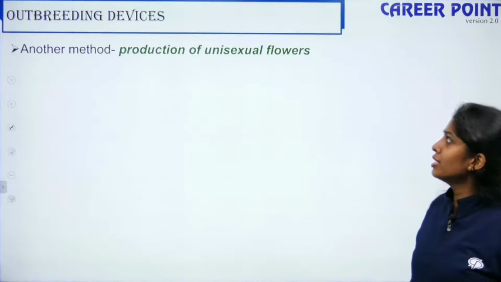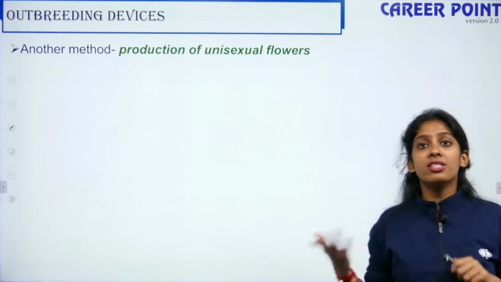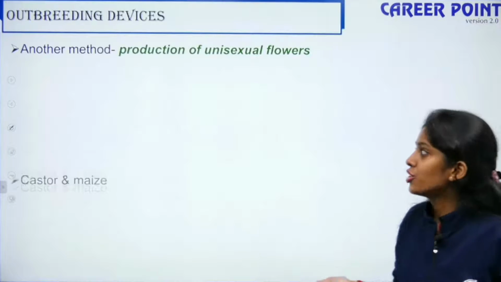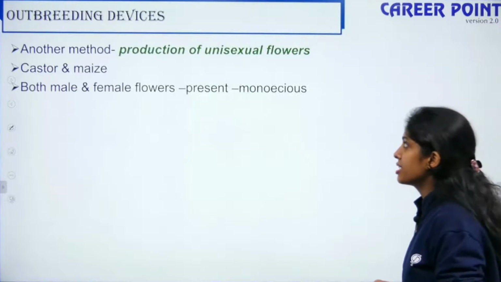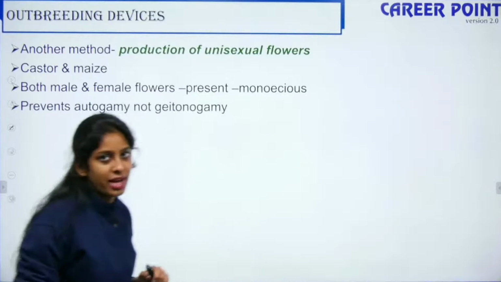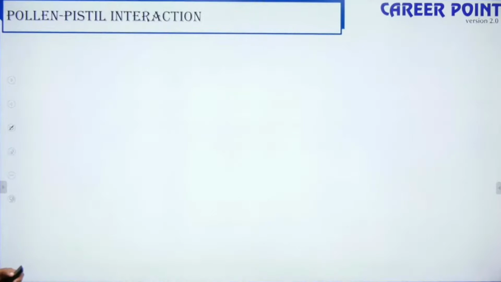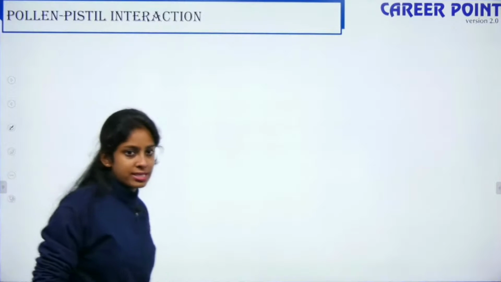Yes. So further, another method is production of unisexual flowers. Bisexual flowers are never produced so that no self-pollination happens. In the case of castor and maize, only one type of flower is produced. So then it is easy, right? It is good to go for a dioecious plant, right? So now the next topic is pollen-pistil interaction.